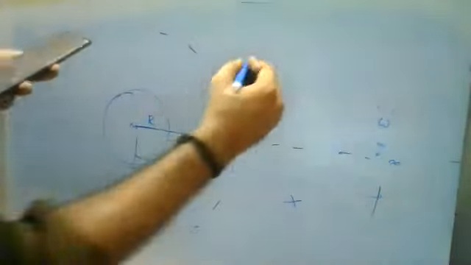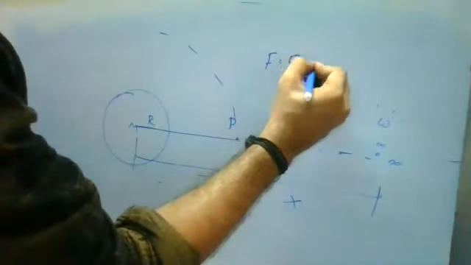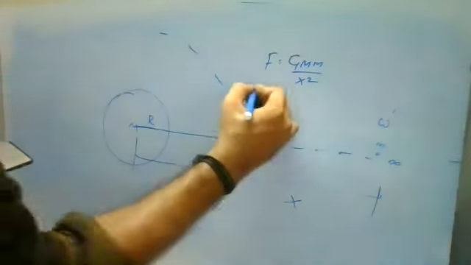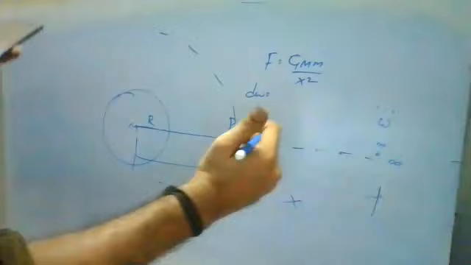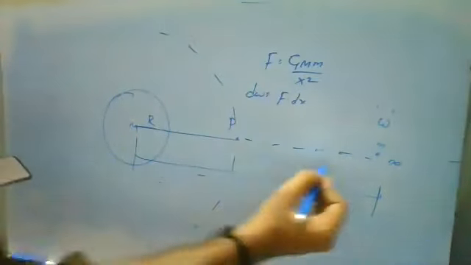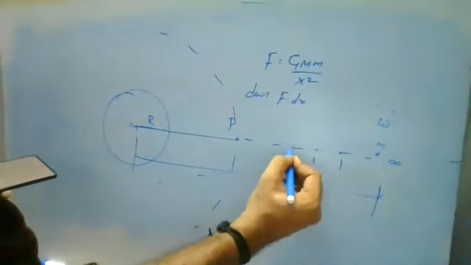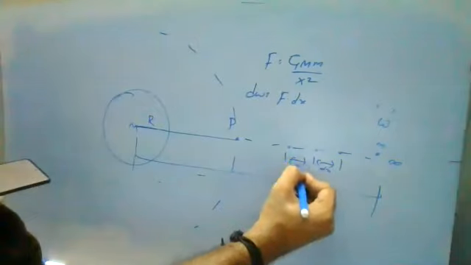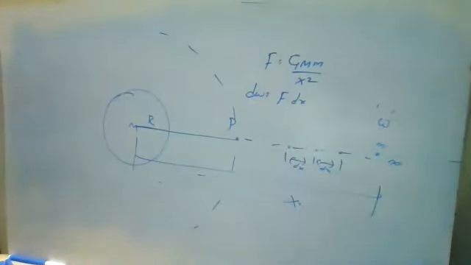So the relation is F is equal to G capital M small m by x square, where x is the distance from small m to capital M. Now the work done, dW, is equal to F into dx, since it varies continuously. At each point there is a variation, so small changes are done over dx.